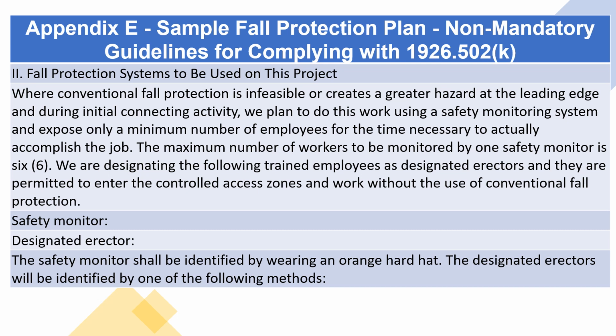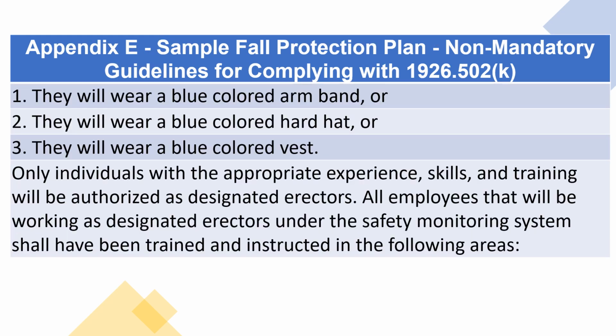We are designating the following trained employees as designated erectors, and they are permitted to enter the controlled access zones and work without the use of conventional fall protection. Safety monitor, designated erector. The safety monitor shall be identified by wearing an orange hard hat. The designated erectors will be identified by one of the following methods. 1. They will wear a blue-colored armband, or 2. They will wear a blue-colored hard hat, or 3. They will wear a blue-colored vest.